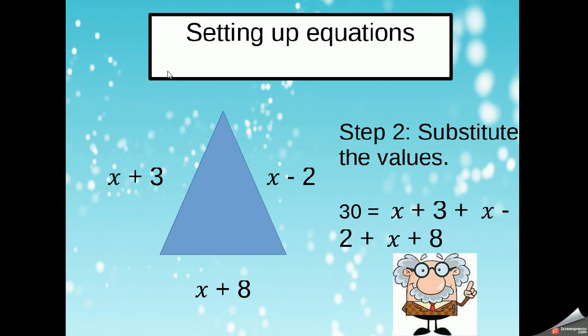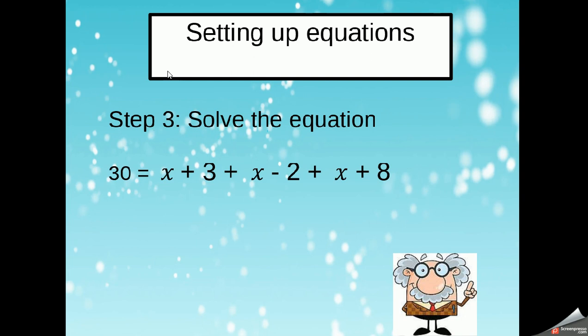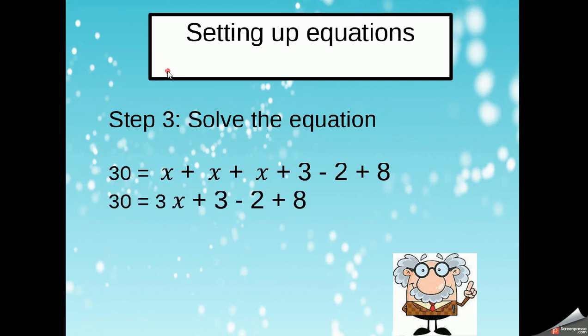So I can put in that 30 is equal to x plus 3 plus x minus 2 plus x plus 8. And all we've got to do then is solve the equation. We gather the like terms together, 3x plus 9, and then it's simple solving with the algebra. Move the 9 over, 21 is equal to 3x, divide by 3, x is equal to 7.